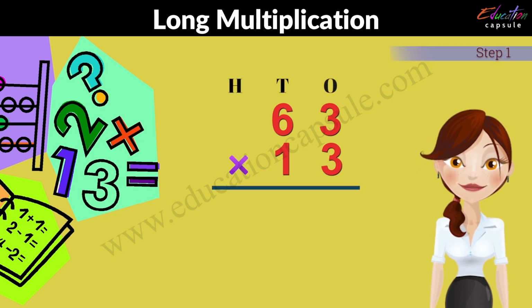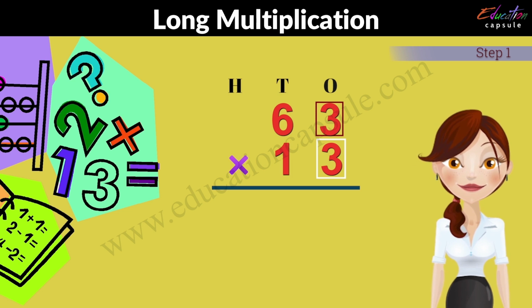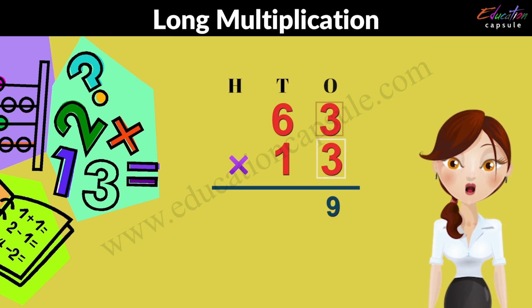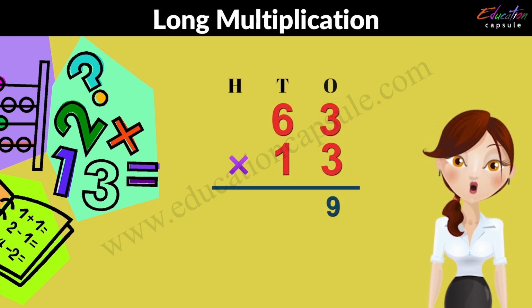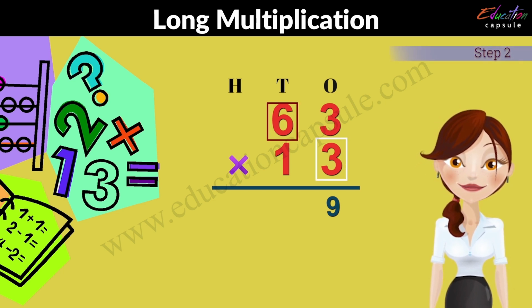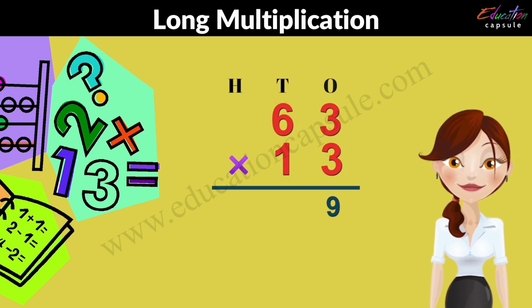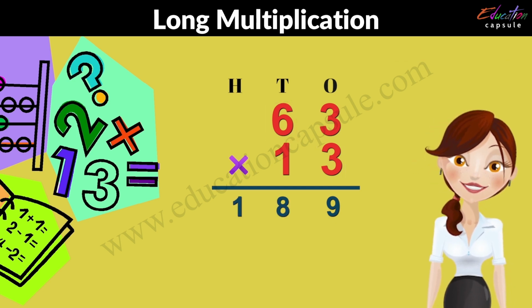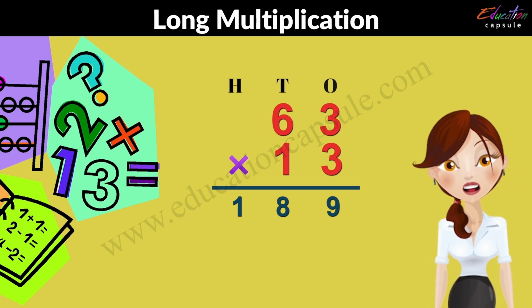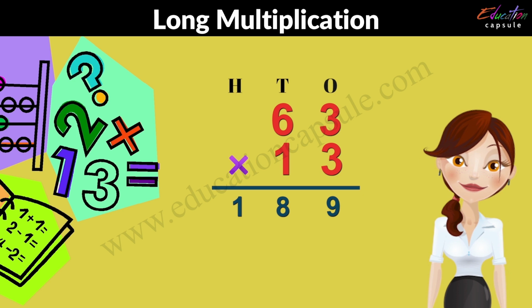Step number 1. We will multiply 3 ones by 3 ones. So 3 times 3 is 9. Step 2. Multiply 6 tens by 3 ones. Now 6 tens times 3 is 180. So we will write 1 in the hundreds column and 8 in the tens column.